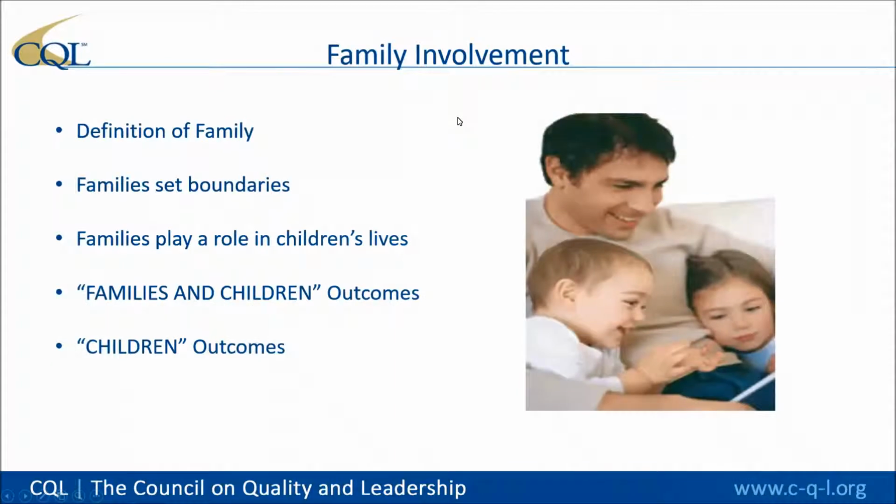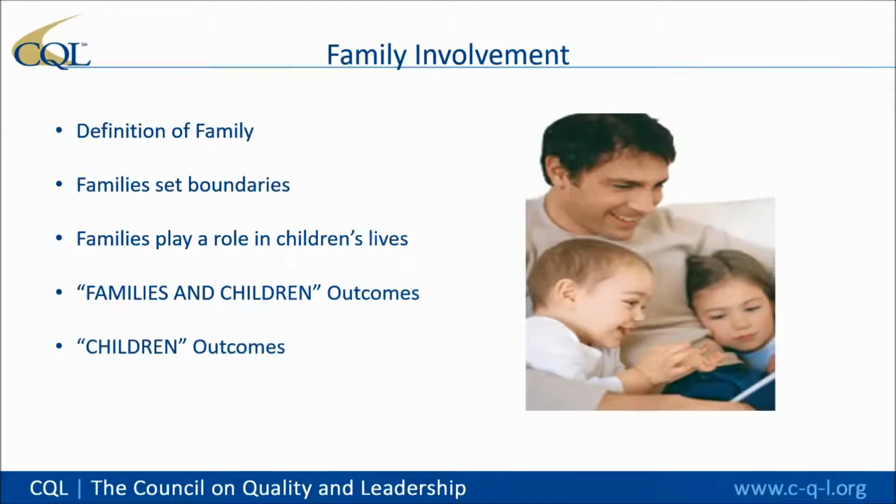When we look at family involvement, we look at how families play a different role in the lives of children and young people versus adults. Adults are responsible for themselves. Families are responsible for children and young people. Since this is the case, families set the boundaries and are directly involved in making decisions about the services and supports a child or young person may receive. It's important to remember that the definition CQL uses for quality in this instance is responsiveness to the person.